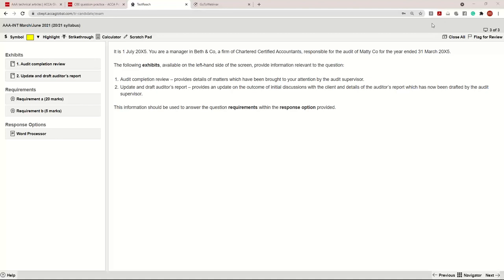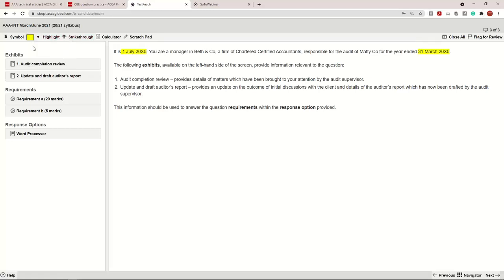Okay, now just be very watchful. I'm reading the right-hand side of the screen. It is the 1st of July. You are a manager in Beth & Company, a firm of chartered certified accountants, responsible for the audit for the year ended 31st of March, right? So 31st March is the year end and it is the 1st of July. It is the 1st of July 2025.